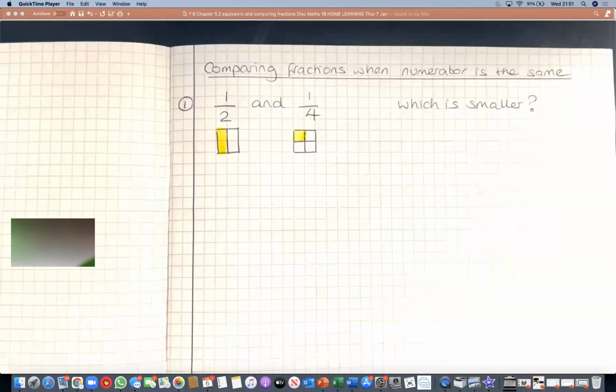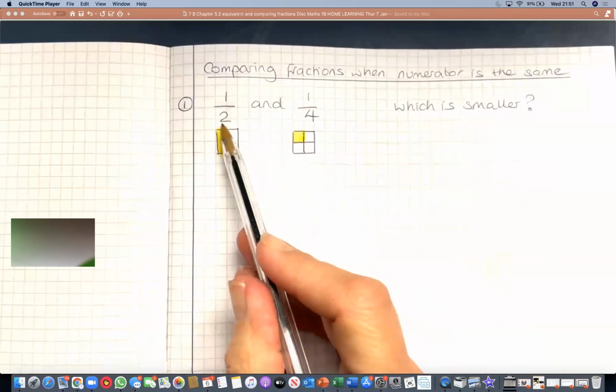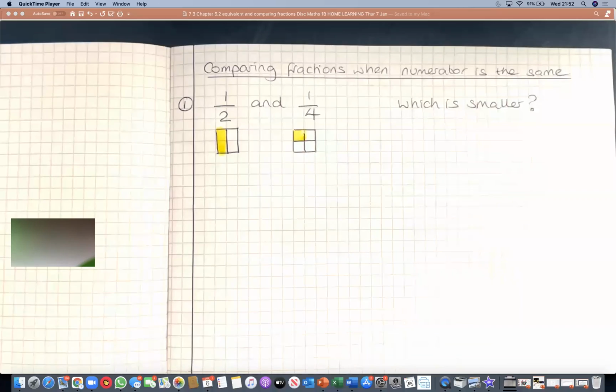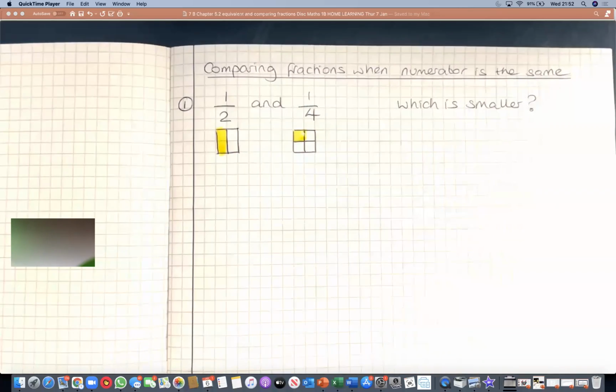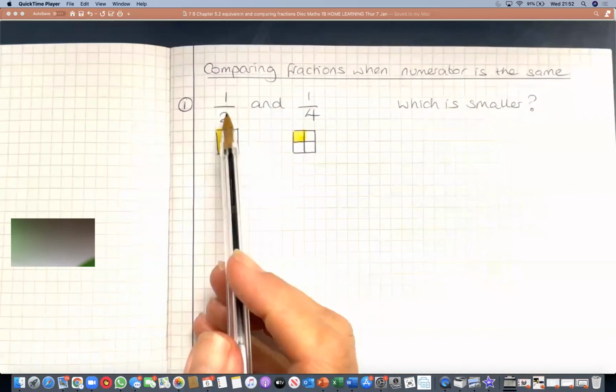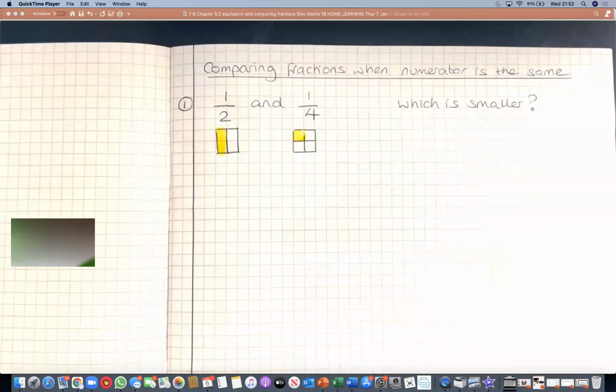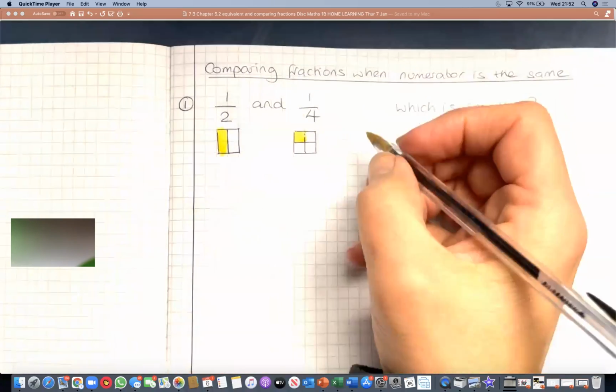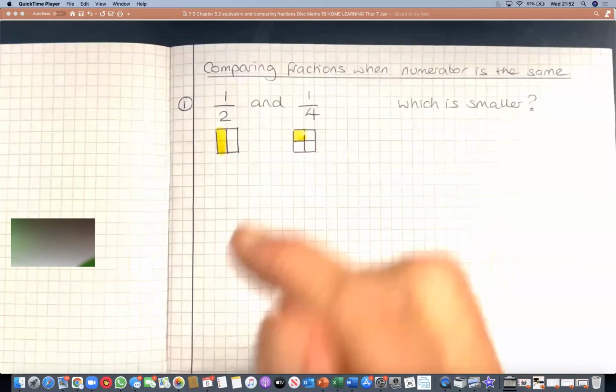So the basic rule here is the larger the denominator, the smaller the piece. 1/4 of a piece of pizza is going to be smaller than 1/2 if your whole is the same. So we can compare fractions when the numerator is the same, because the larger the denominator, the smaller the fraction. Let's write that as our last sentence of this video.